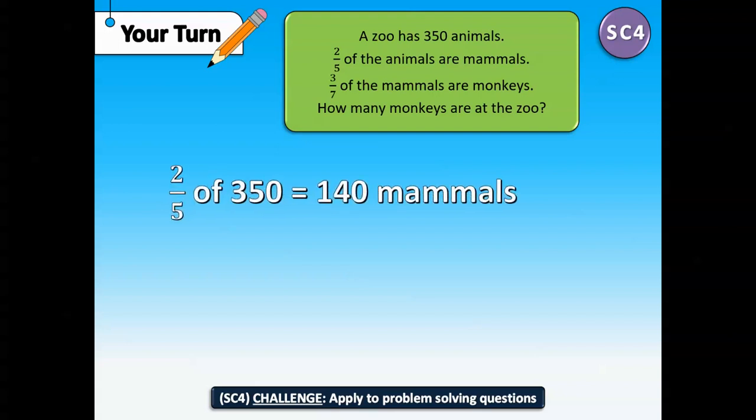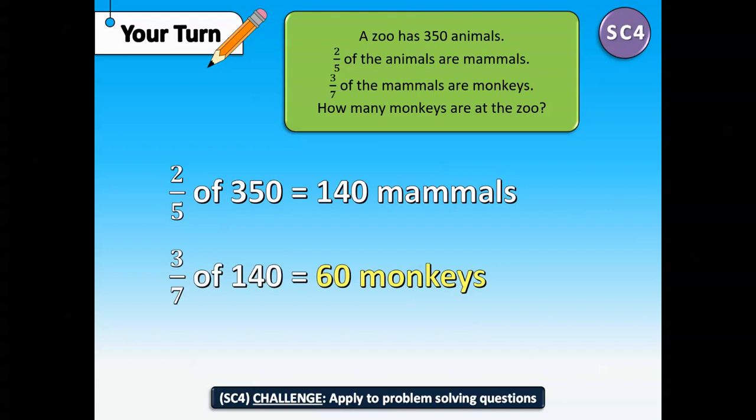So let's work out how many mammals there are. So 2/5 of 350 is 140. So there's 140 mammals, and 3/7 of that 140 are monkeys. So 3/7 of 140 is 60. So there are 60 monkeys at the zoo.